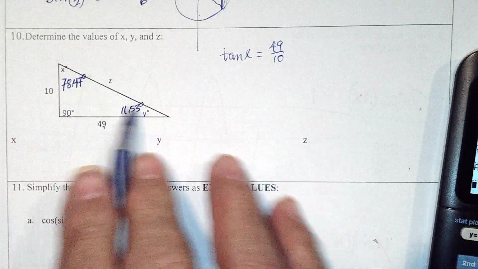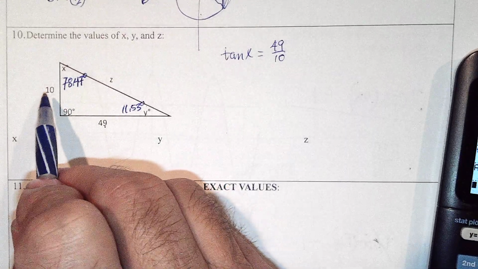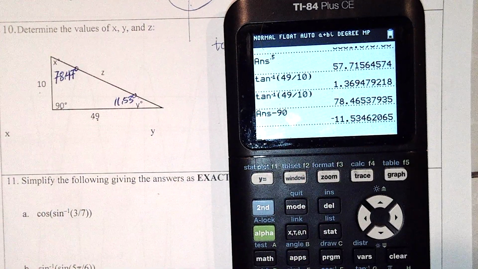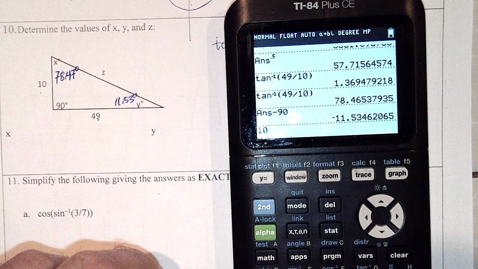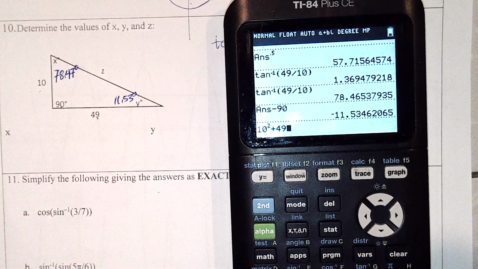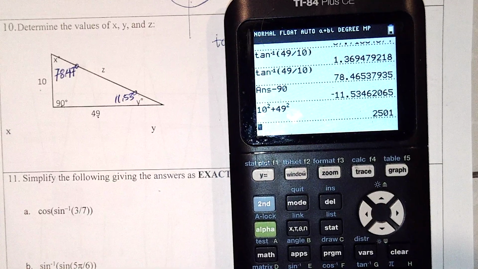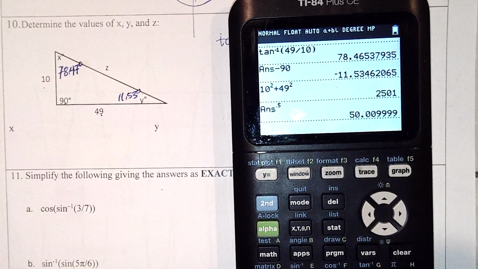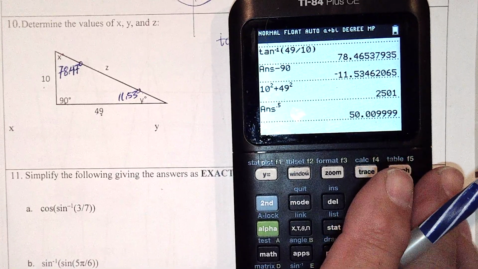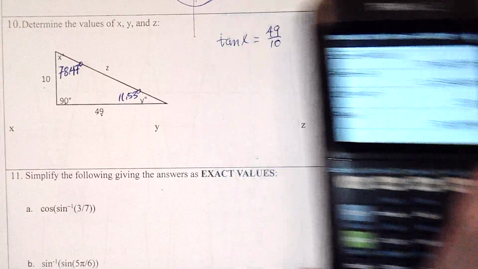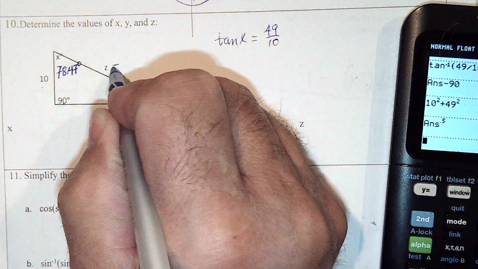So I got these, and 10 squared plus 49 squared, and then square root. Yeah, so hypotenuse is 50. Pretty much just 50.